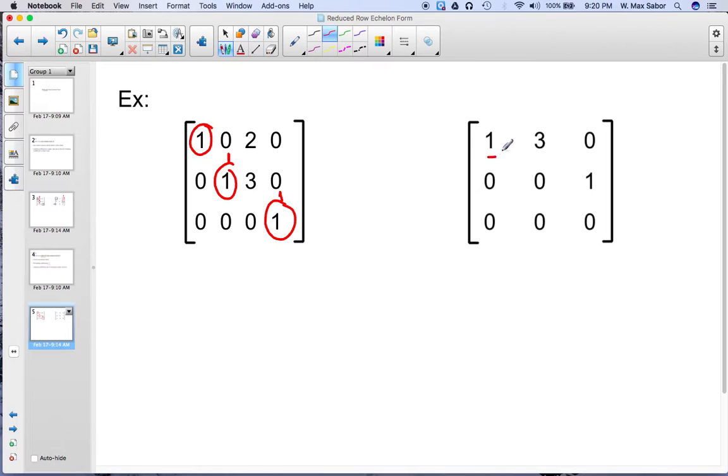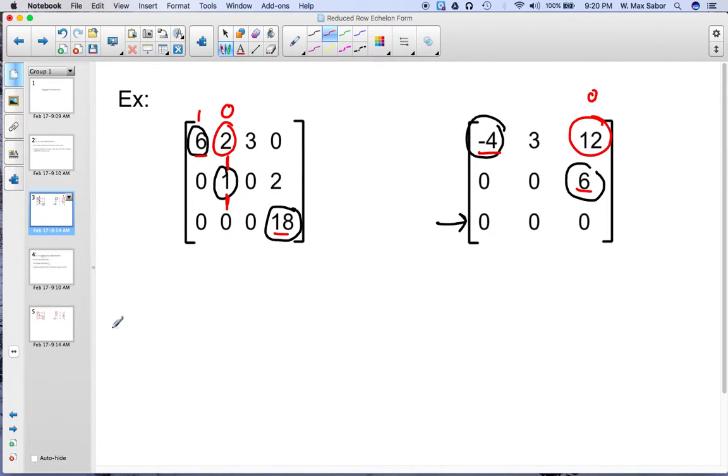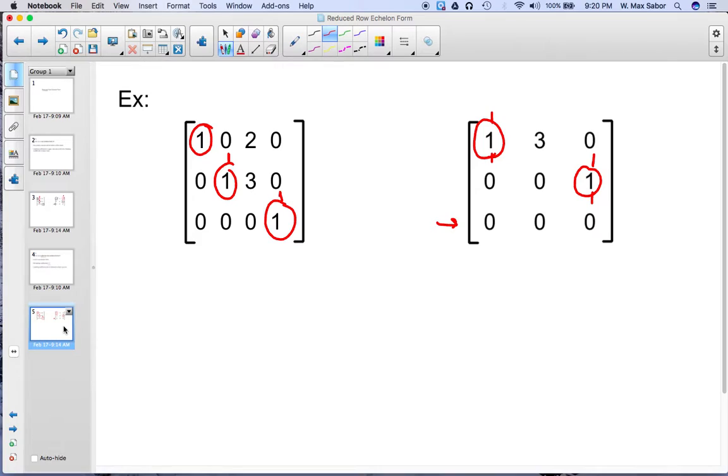Same thing here. We have 1 and 1 and an empty row at the bottom. That's fine. And they're in otherwise empty columns. So that's the difference between row echelon form and reduced row echelon form.